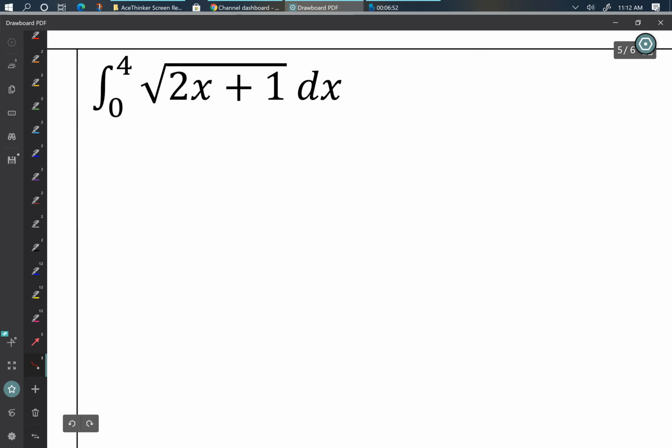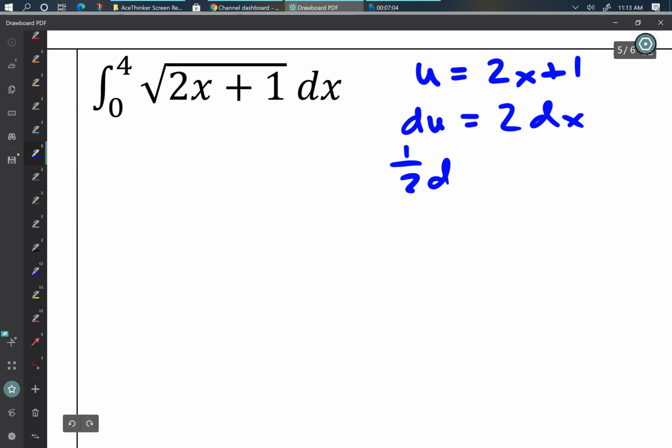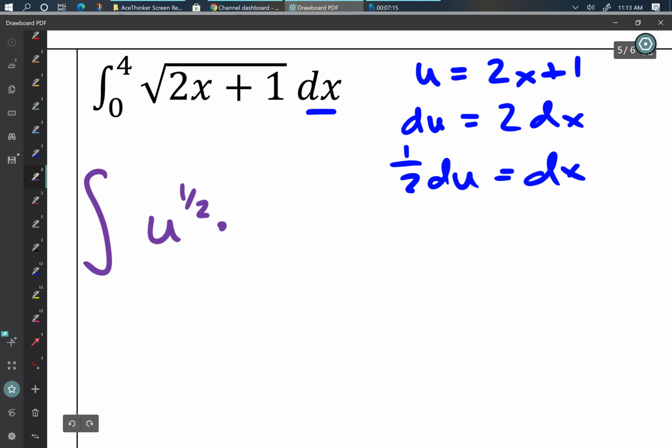Hey, this one looks familiar. I know what to do with this. This is the one where we had to say u was 2x plus 1, then the differential du was 2dx, and then we said 1/2 du was dx to get the substitution to work. So then this became the integral of u to the 1/2 times 1/2 du. But what about the limits of integration?